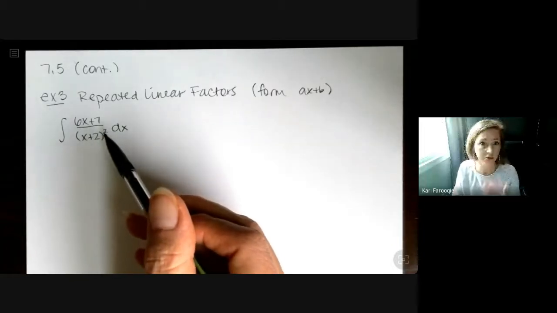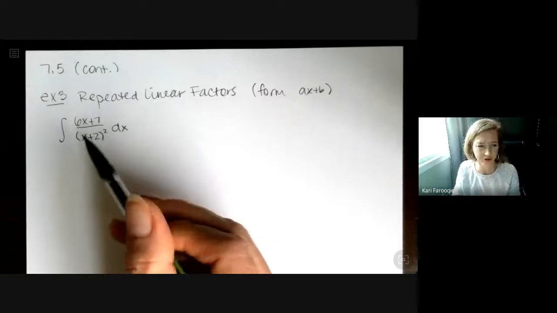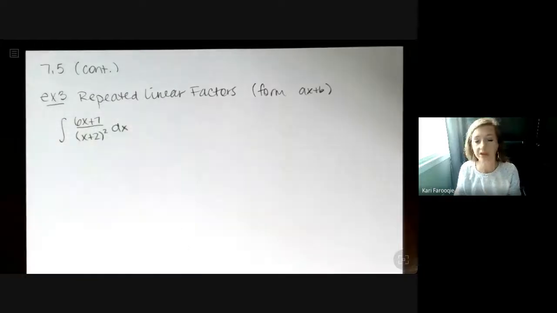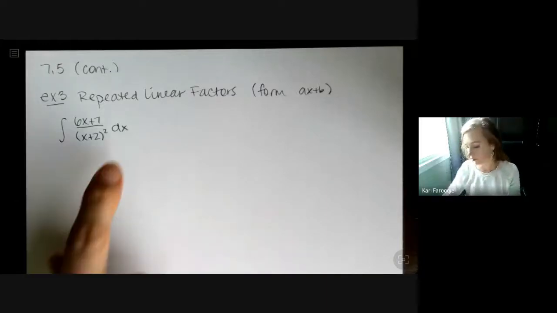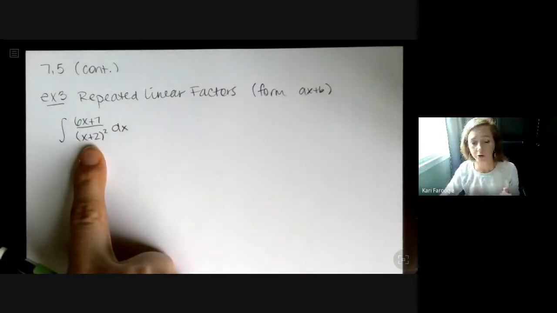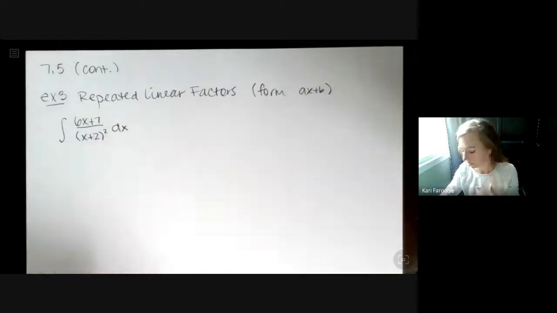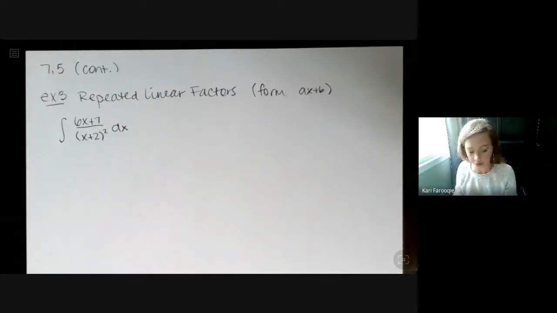So I know some of you are looking at this and thinking, well, how's this linear? You're going to square it and it's going to become quadratic. The factor itself is linear. Yes, technically it becomes quadratic when you square it, but as a factored form, when it's factored, it's linear. So this would be an example of a repeated linear factor, and we have a special way that we work with these.